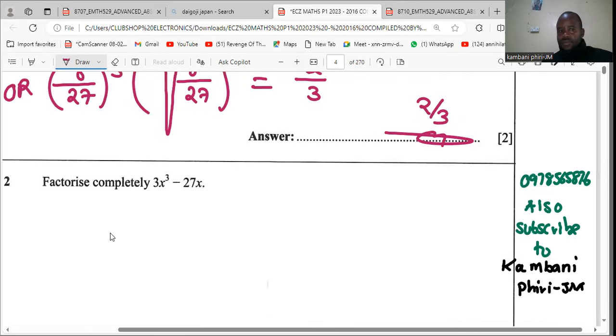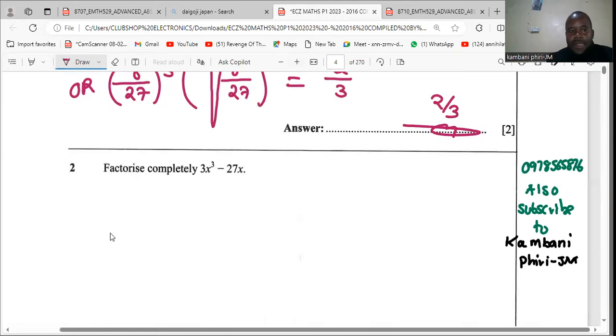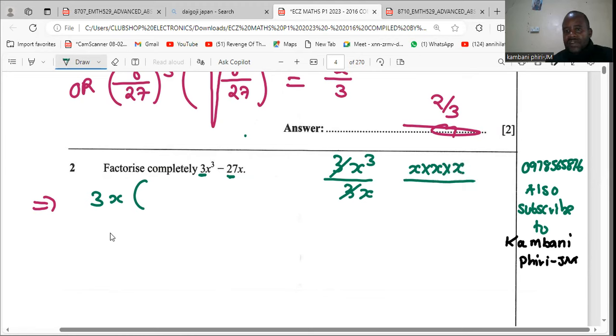Okay, so we want to factorize. When you want to factorize, you need to think of the four methods of factorization: common factor, difference of two squares, and the quadratic expression. In this case, we can check if we have a common factor. There is 3 here and 3, so we'll pick 3. And x to the power 3 and x, so we can also pick x as our common factor. So we divide 3x to the power 3 by 3x, which gives x squared.